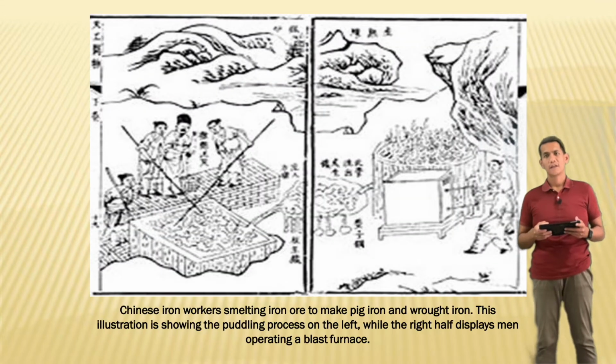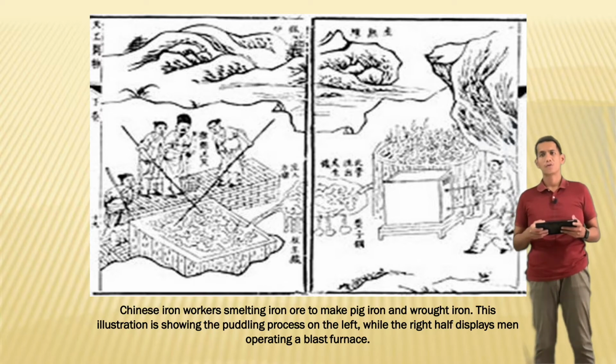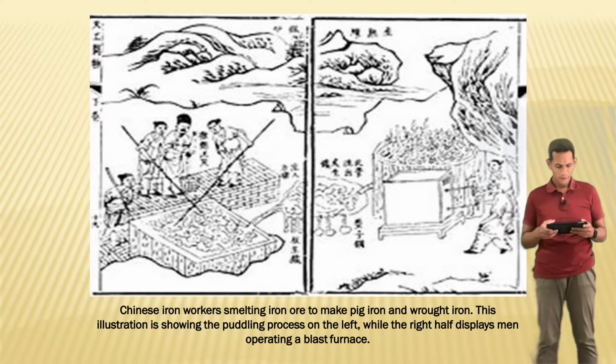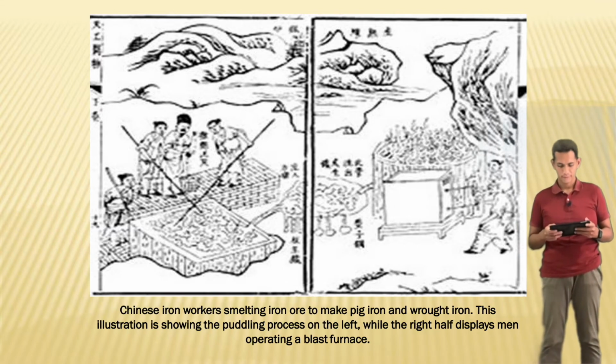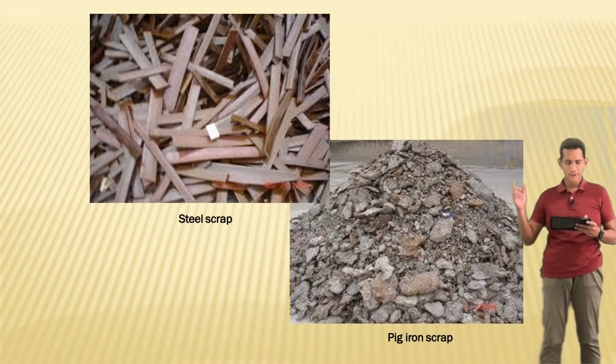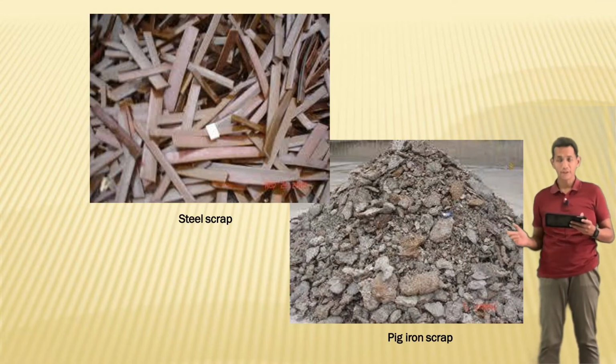Chinese iron workers smelting iron ore to make pig iron and wrought iron. This illustration shows the puddling process on the left, while the right half displays men operating a blast furnace. This is an example of steel scrap, and then we have pig iron scrap.